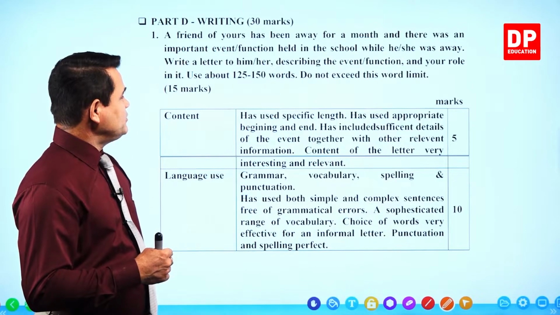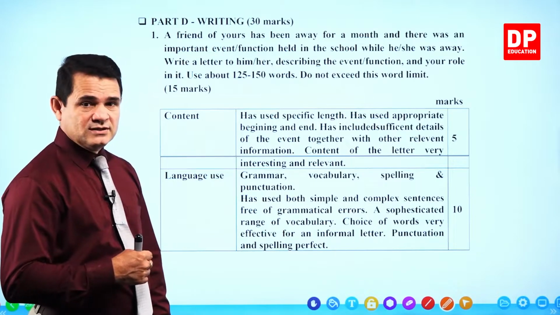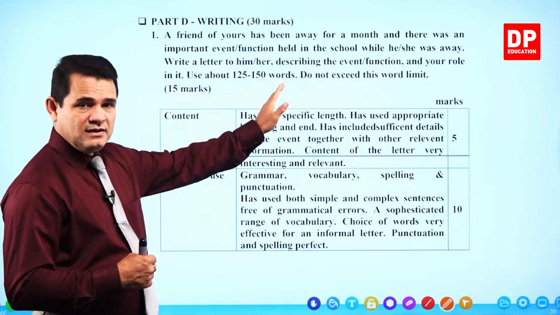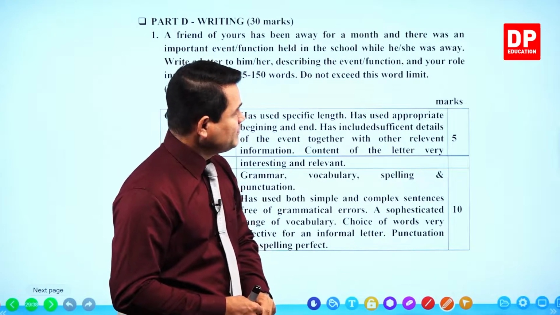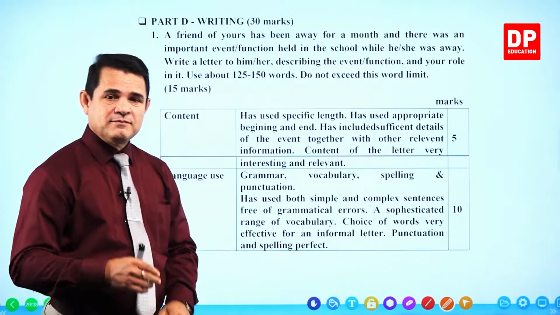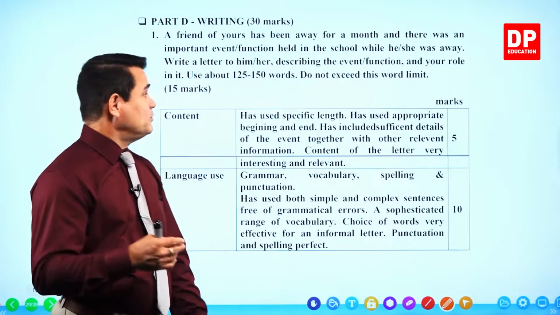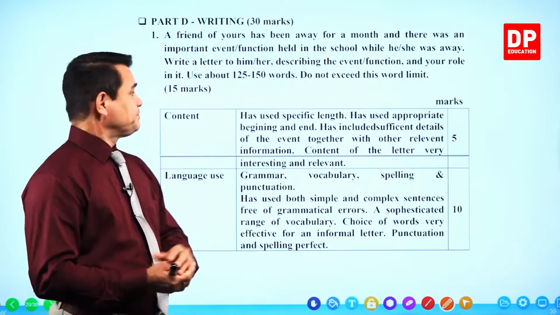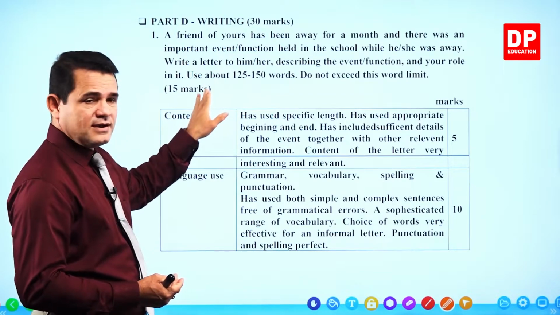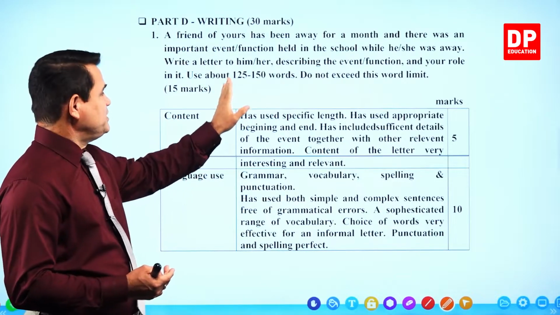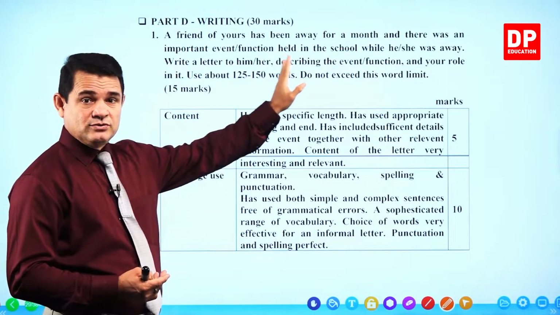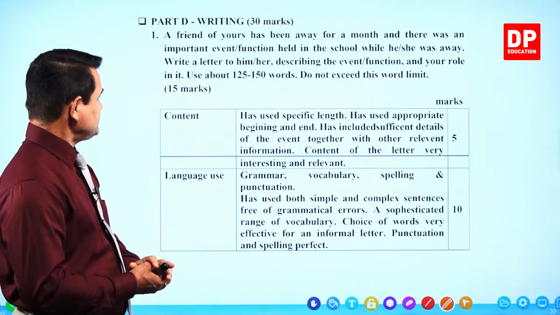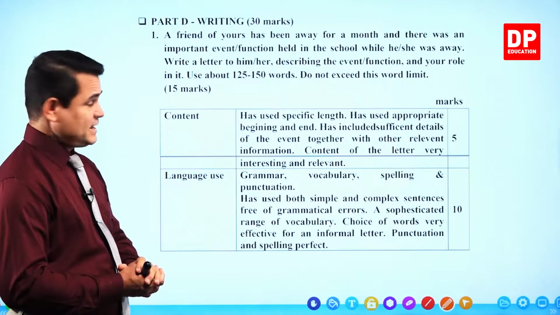Use about 125 to 150 words. Then that's the word limit. Do not exceed this word limit. මේ word limit එක පන්නන්න බෑ. Don't write more than 150 words. And also less than 120 words. It should be in between these 125 to 150. Then 15 marks for that.